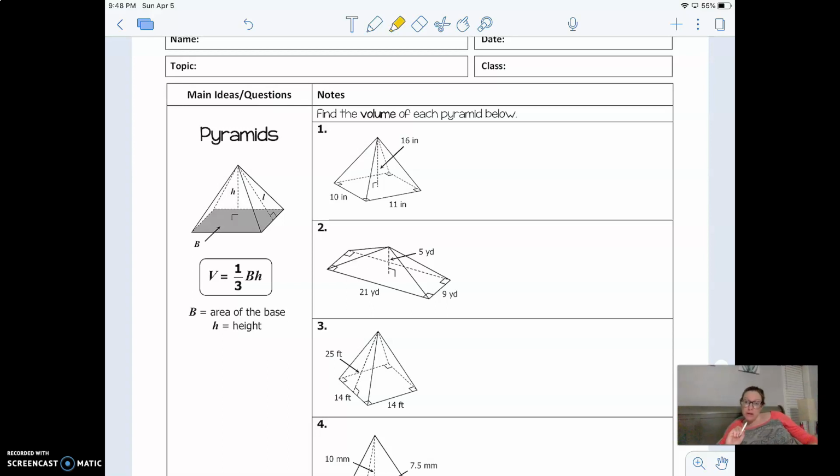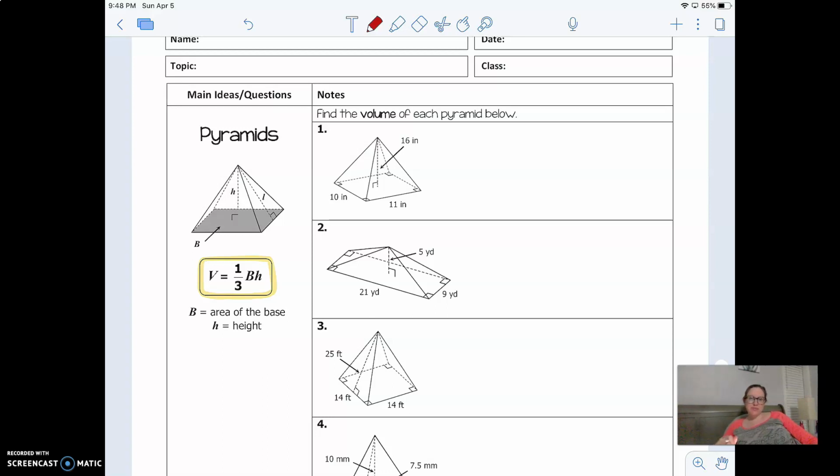The formula for pyramid is very similar to the volume formula for prism. But instead of just base times height, or sorry, area of the base times height, it's smaller than that by 1/3. So 1/3 area of the base times height of the pyramid. Okay, don't copy down these examples because we're going to skip down to do a nice fun one.